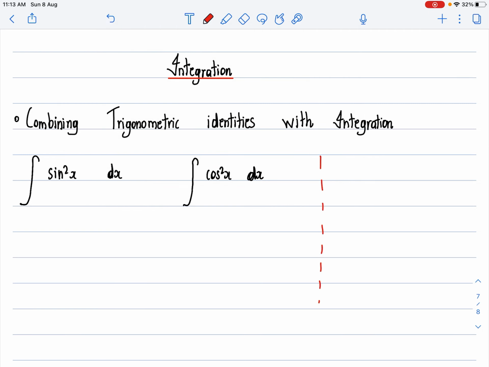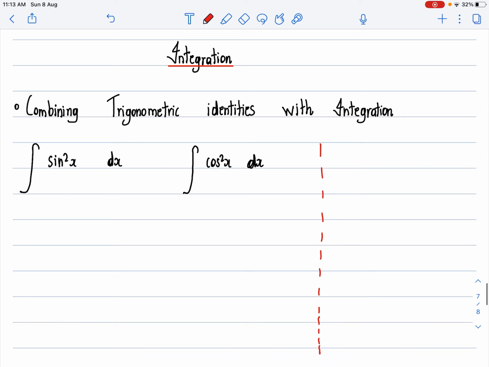Okay, you need to recall your trigonometry for this. Actually, in the full chapter of integration, it's really important for you to know your trigonometry identities very well. Okay, so you know that cos 2x is equal to 1 minus 2 sine square x, and you know that cos 2x is equal to 2 cos square x minus 1.